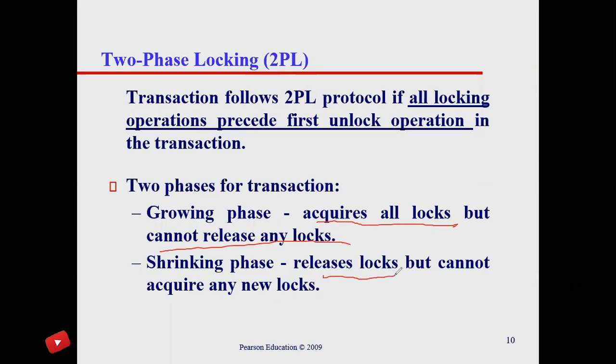Shrinking releases locks but cannot acquire any new lock. So in the shrinking phase, you cannot have another new lock, because it is in the shrinking phase. So this protocol is important for the lock mechanism.